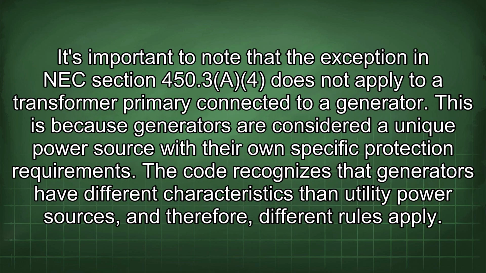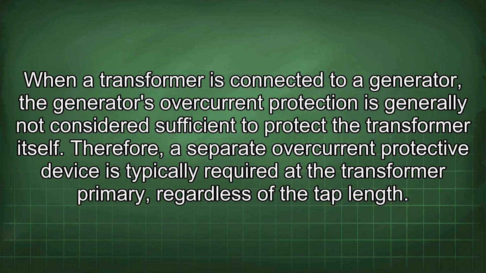It's important to note that the exception in NEC section 450.3(F)(2) does not apply to a transformer primary connected to a generator. This is because generators are considered a unique power source with their own specific protection requirements. The code recognizes that generators have different characteristics than utility power sources, and therefore, different rules apply. When a transformer is connected to a generator, the generator's overcurrent protection is generally not considered sufficient to protect the transformer itself. Therefore, a separate overcurrent protective device is typically required at the transformer primary, regardless of the tap length.